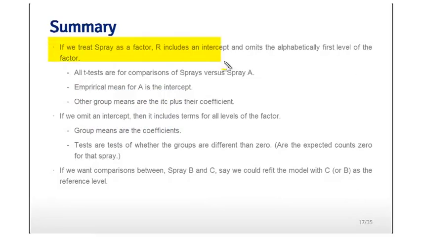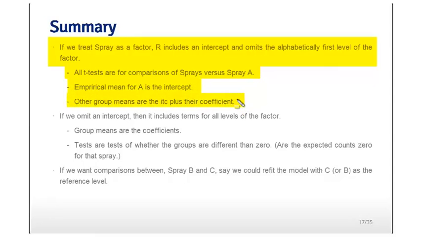Okay, so at any rate, my points. If we treat spray as a factor, R includes an intercept and omits the first level of the factor. And then all of the t-tests and all of the coefficients, except the intercept, are comparisons of that spray versus spray A, and the intercept is interpreted as the mean for spray A. Okay, that's right there. And the other group means are the intercept plus their coefficient.